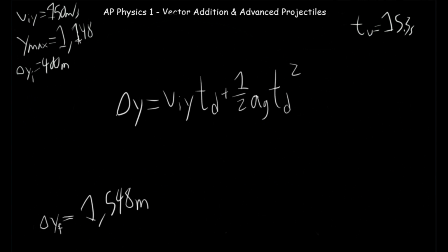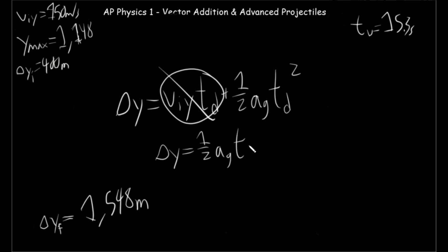By the way, since we're talking about the time down now, VFY that we discussed before is now VIY. So basically it's 0. And since it's 0, we can just exclude this entire portion. That entire portion is out. So now we just have delta y equals 1/2 AG TD squared.